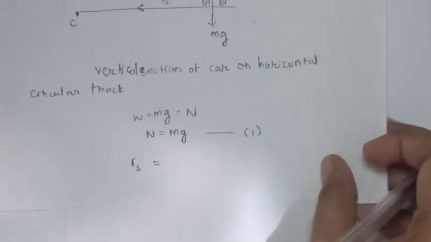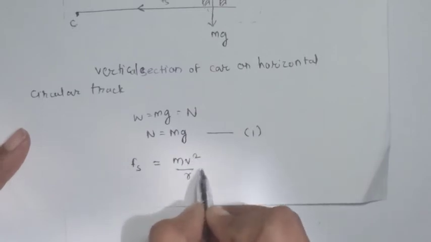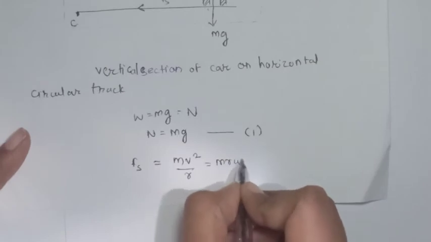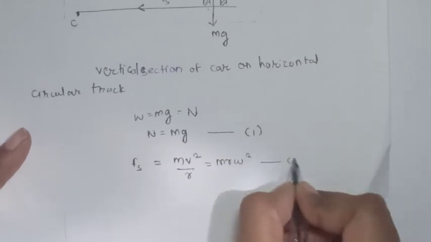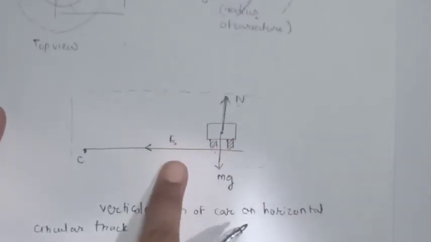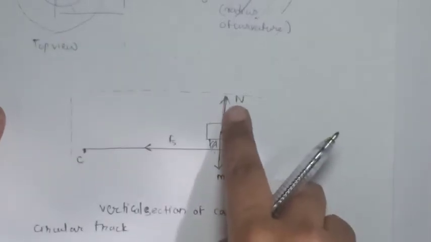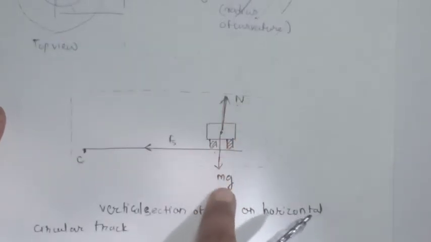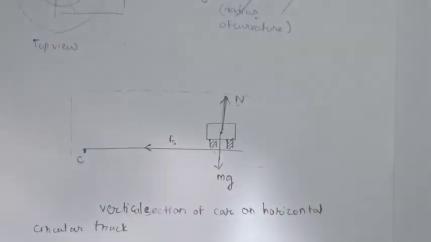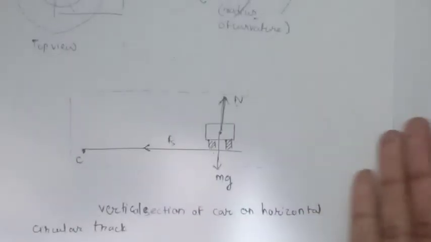That can be given by Fs equals mv square by r, because centripetal force is given by mv square by r, or you may write m r omega square. So you can consider this as the 2nd equation. This one will be our free body diagram. This one will be the center of curvature, normal reaction, weight mg, and frictional force. While working in the frame of reference attached to the vehicle, it balances the centrifugal force.